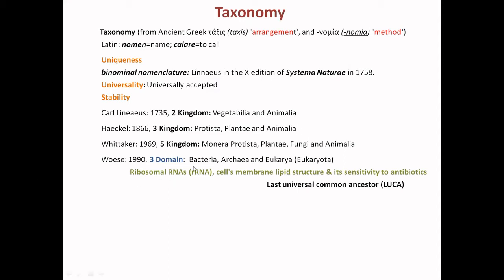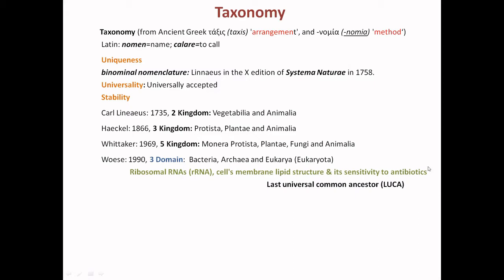So the three domains are Bacteria, Archaea, and Eukarya. This is also called the eukaryotes. This is based on the ribosomal RNA characters of the various organisms. In the three-domain classification, they also include the cell membrane lipid structure and the sensitivity to antibiotics.